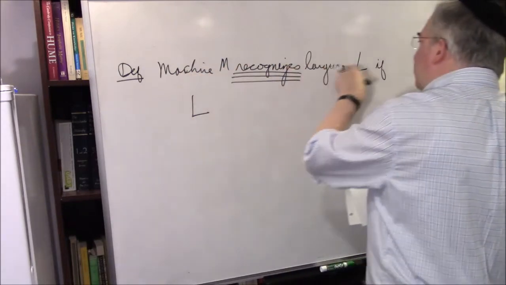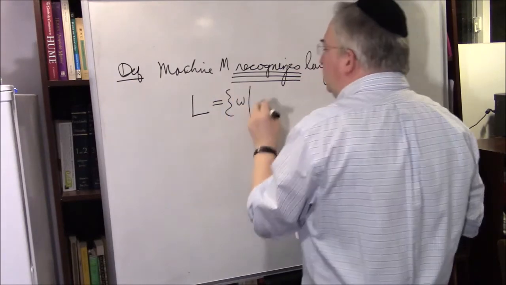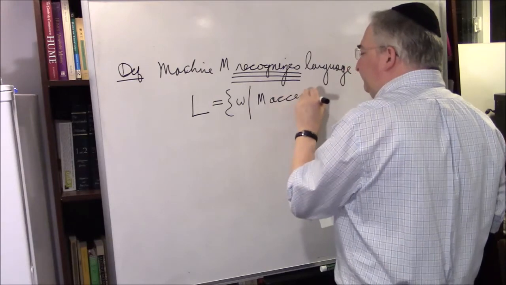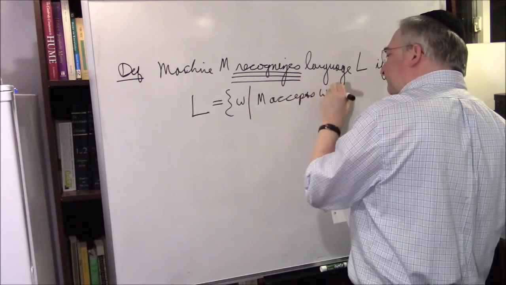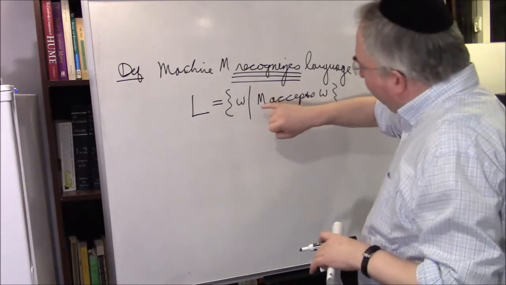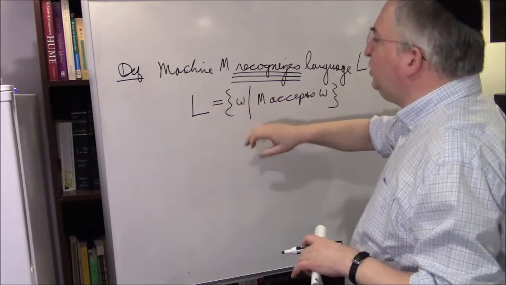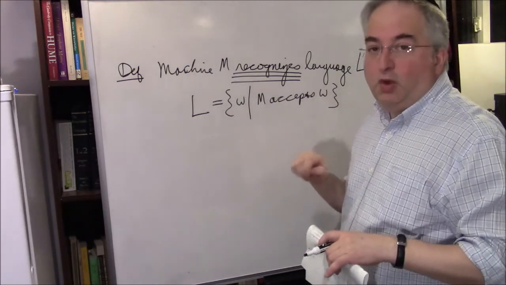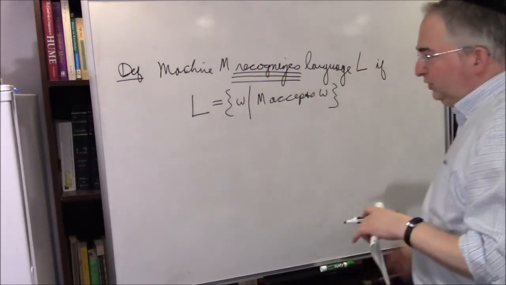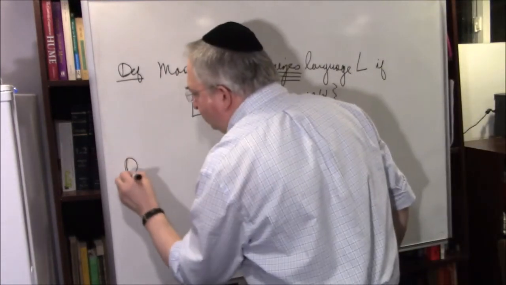Machine M recognizes language L if the language is equal to those words such that M accepts W. Okay? So we say as follows. If the machine accepts those words in the language, exactly those words, no other words, okay, then the machine recognizes the language. Okay, great. One more definition.